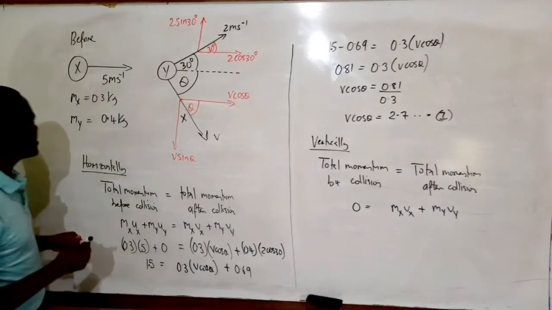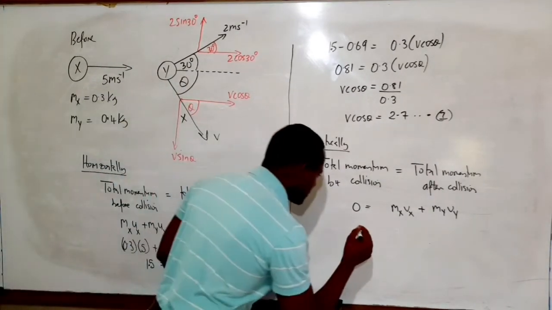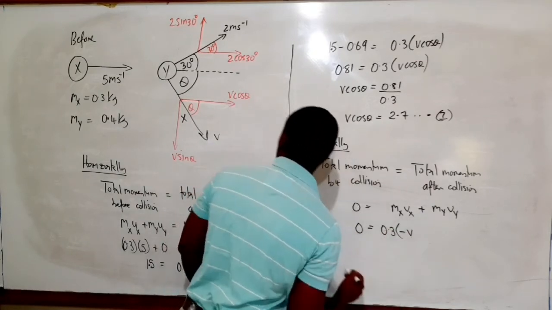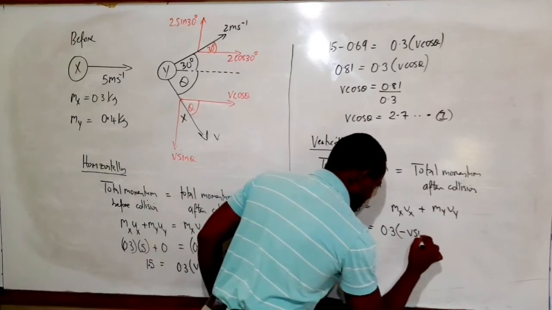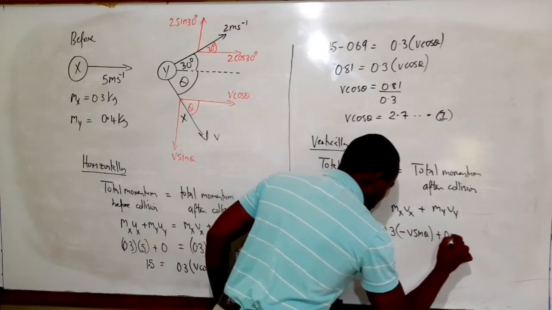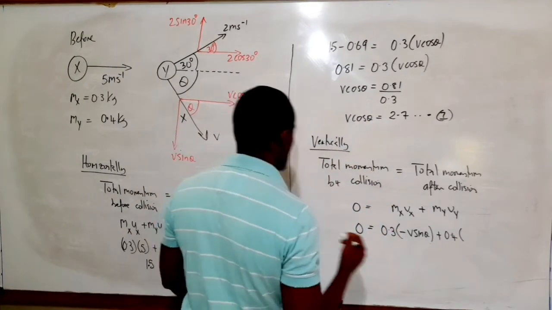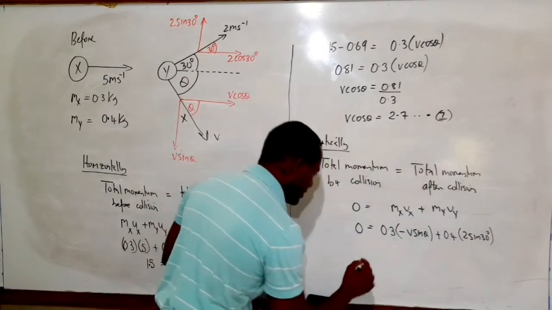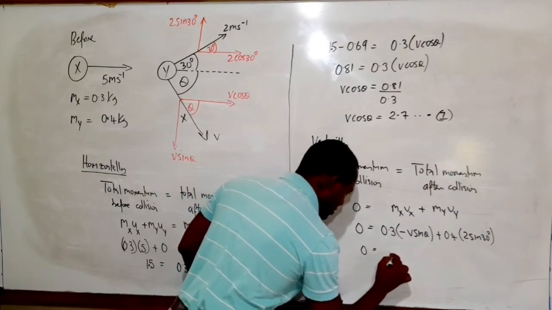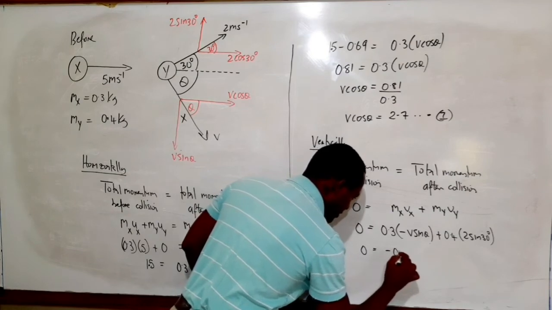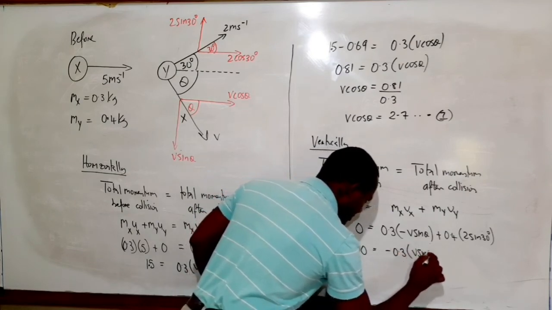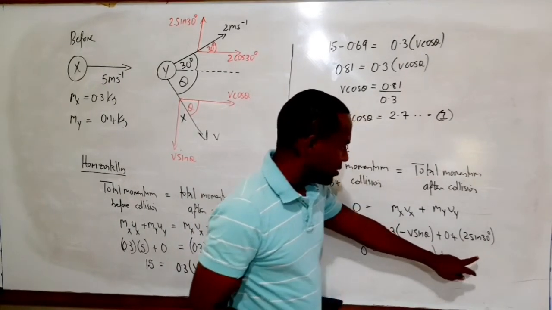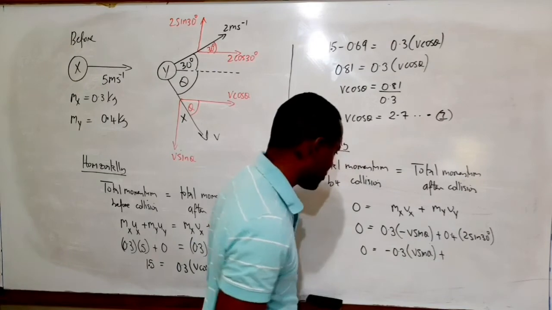So the mass of x, which is 0.3, so this gives us 0 is equal to 0.3 times minus v sine theta. And this is plus 0.4 times 2 sine 30. Right? So we get 0 is equal to minus 0.3 times v sine theta plus, now sine of 30 that is equal to a half. Half of 2 that is simply 1, so this gives us 0.4.